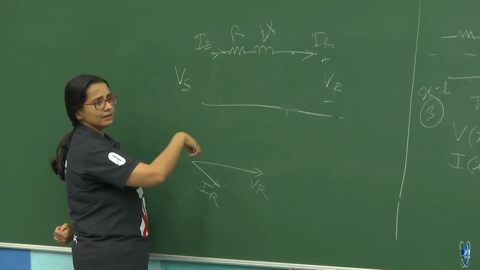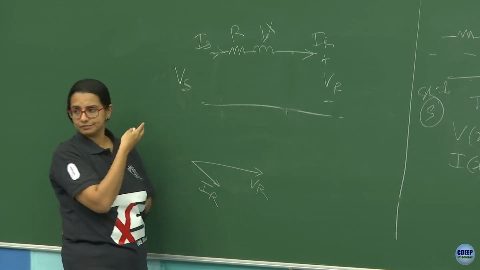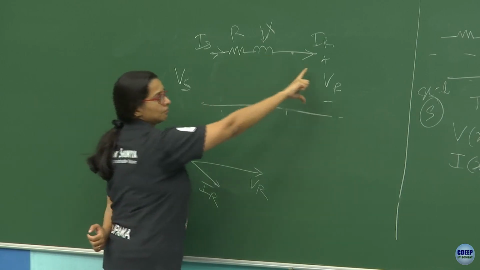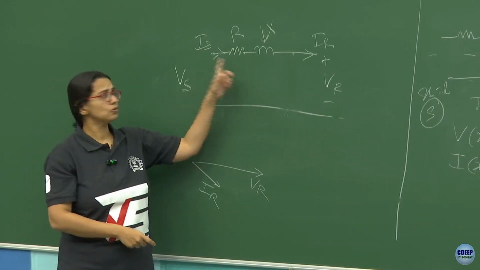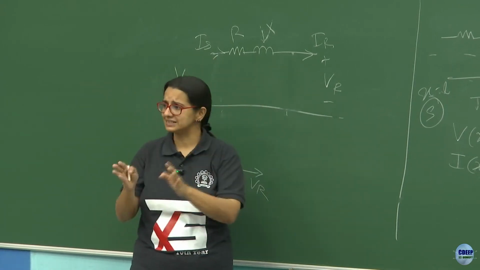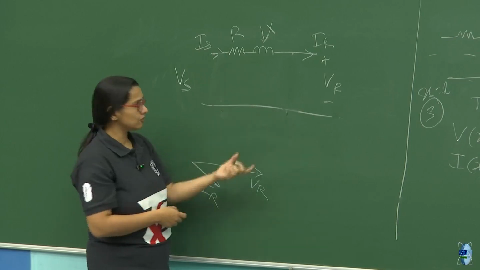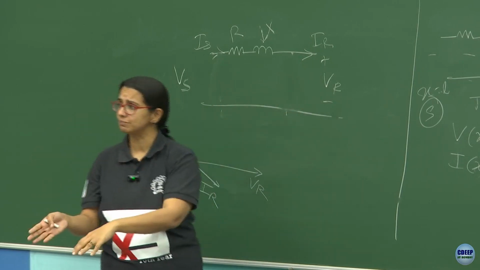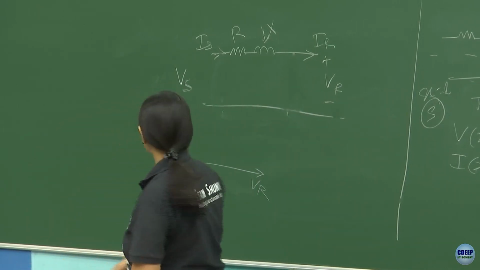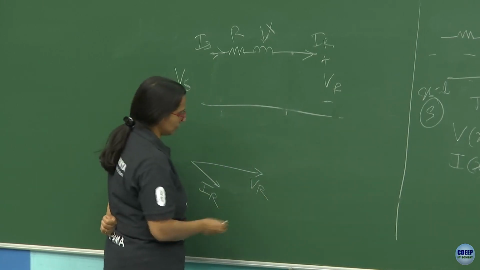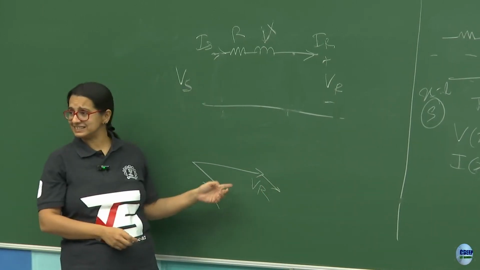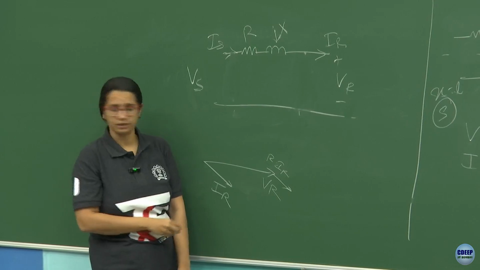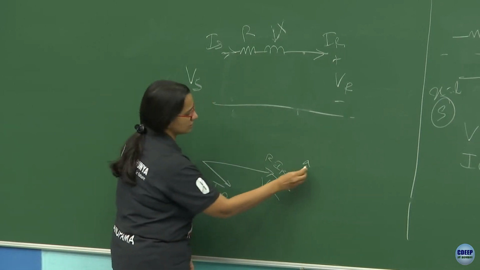If you just apply Kirchhoff's voltage law here, Vs is going to be this drop plus VR. You know that your sending end and receiving end current are exactly the same, so this drop is dictated by how much current you are supplying at the receiving end. The more current you supply, the more drop you will see. What is the nature of this drop? I'm going to have a drop across the resistance, the R into IR component. I'm going to have another drop across the inductance.